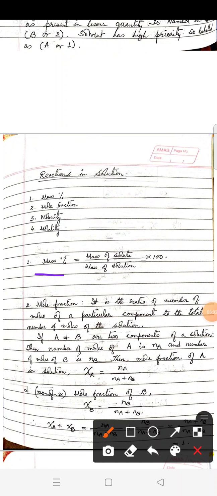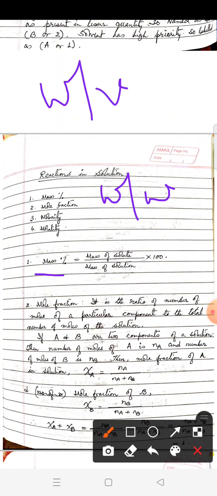Now here we have learned mass percentage, which we represent W by W. Sometimes you may have a percentage which is W by V. That means in the numerator you will have mass of solute and in the denominator you will have volume of solution. If you have V by V percentage, you will have volume of solute divided by volume of solution into 100. So accordingly you have to make changes.